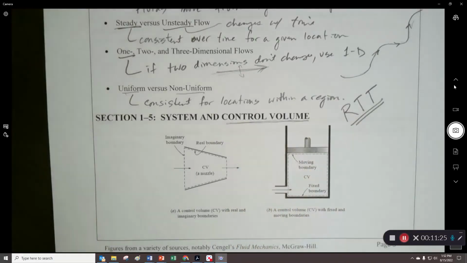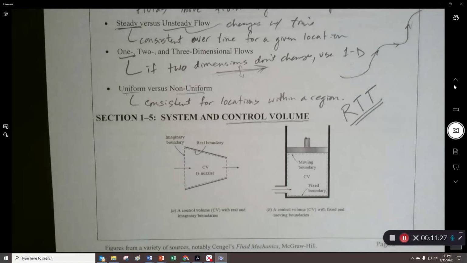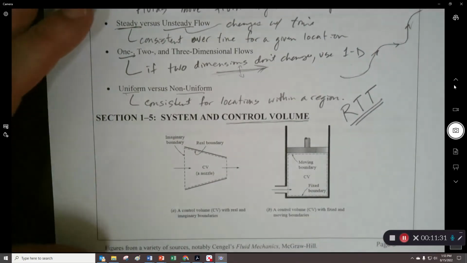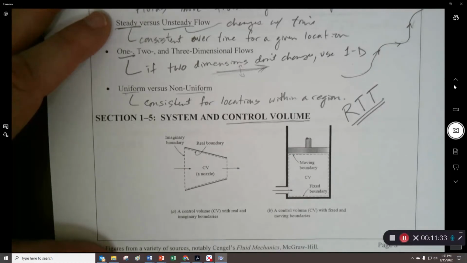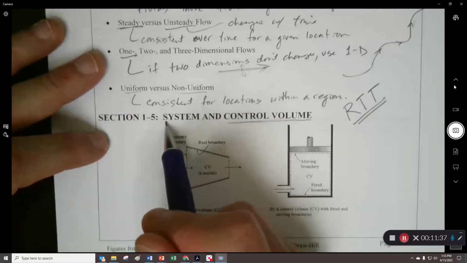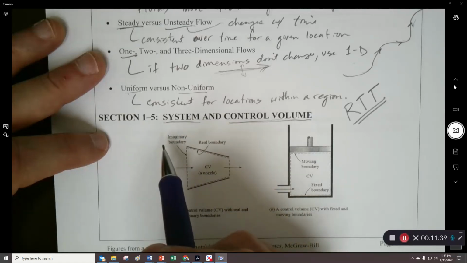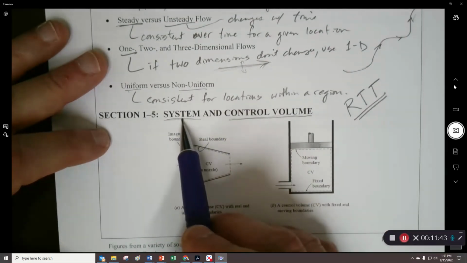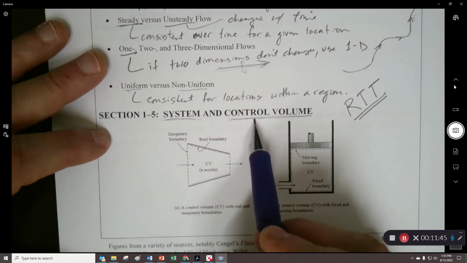So with fluid mechanics, it's useful to us to create a control volume and to see how fluid is flowing into and out of that control volume. The system, however, is sort of the perspective that might be taken in thermodynamics. And we're going to see there's this subtle difference between system and control volume.